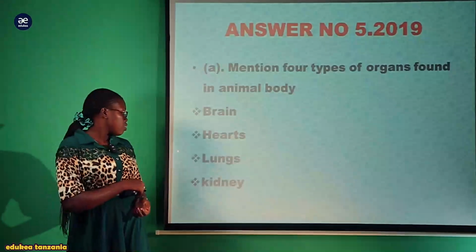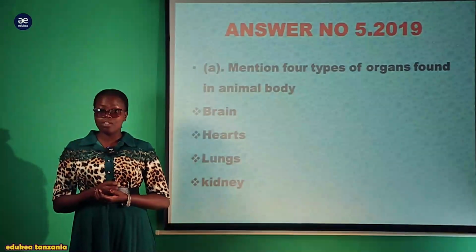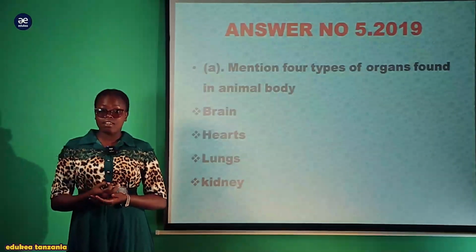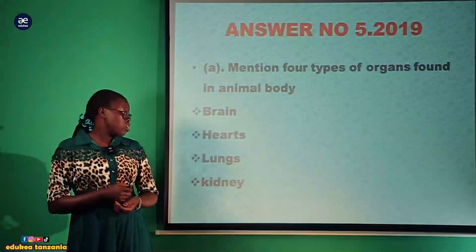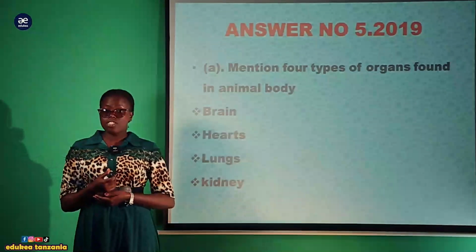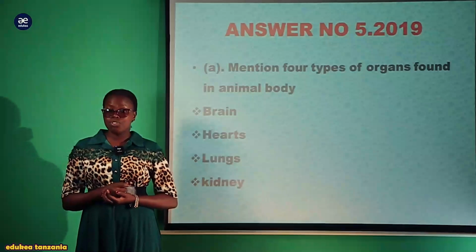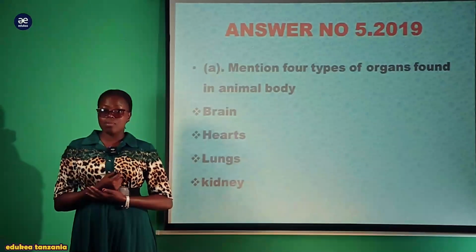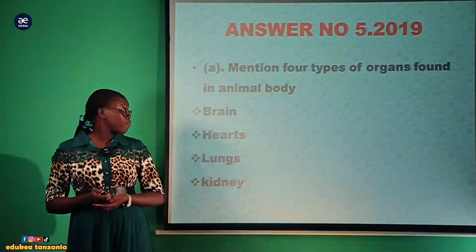Also, the lungs. The lung is the main respiratory organ in the human body, which is responsible for respiration, or the gaseous exchange during inhalation and exhalation. Another one is the kidney, which is one of the main organs responsible for the excretion of nitrogenous waste, maintenance of the blood pH, and also the maintenance of glucose sugar.